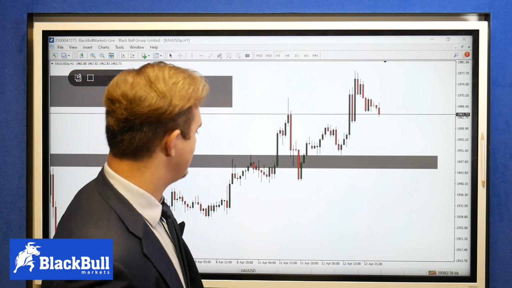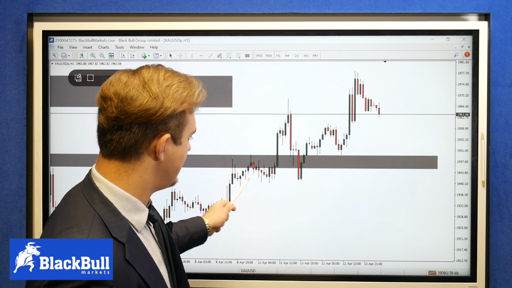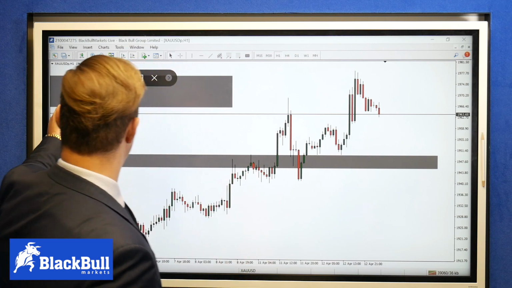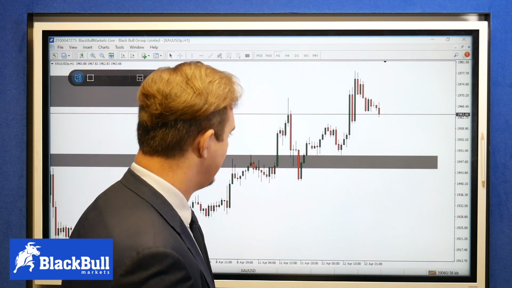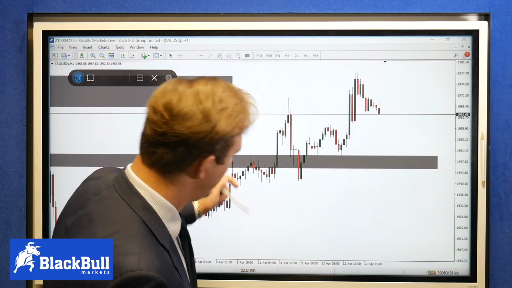Looking here at the hourly time frame, we can see this is that rejection we were looking at when the market was playing around here. We then had that strong breakout, so we didn't really get it. Now here is a bit of a head and shoulders structure.